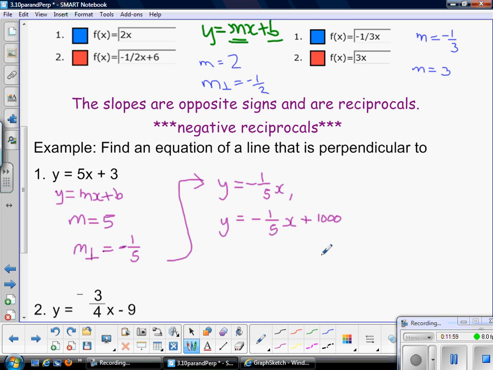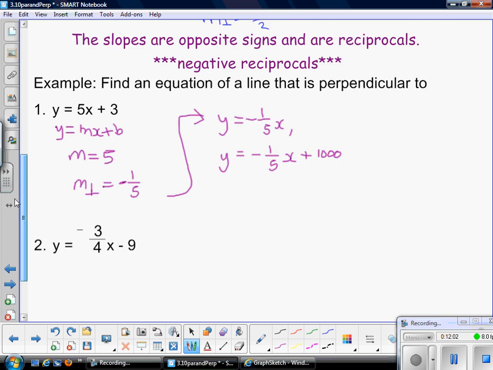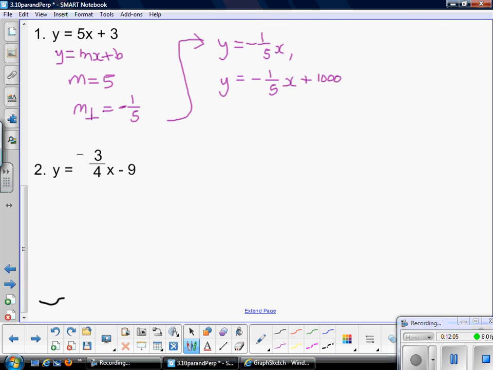Okay, so let's look at the next one. The next one says y equals negative 3/4 x minus 6. Now remember what I'm after? I'm after perpendicular to that line. So again, I'm looking at this and I can see that the slope of this line is negative 3/4. So that would tell me then the slope of the perpendicular line, this is negative, would have to be positive. I need to reciprocate 3/4, so it would be 4/3.